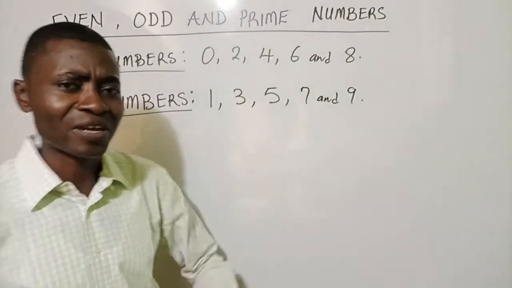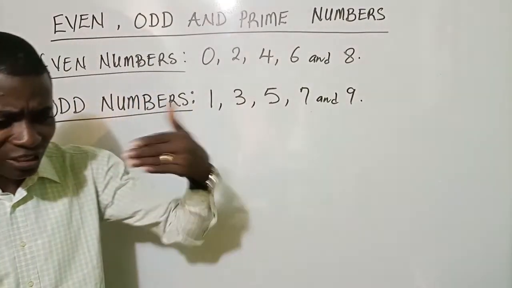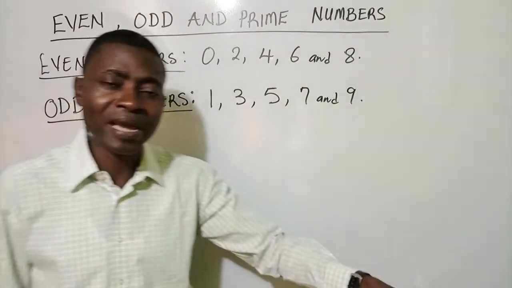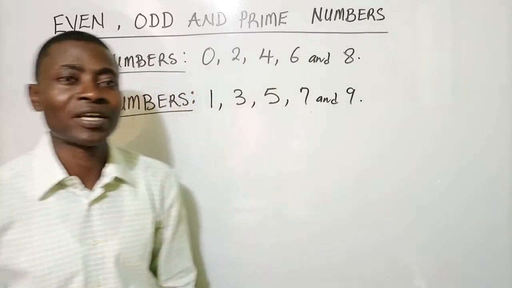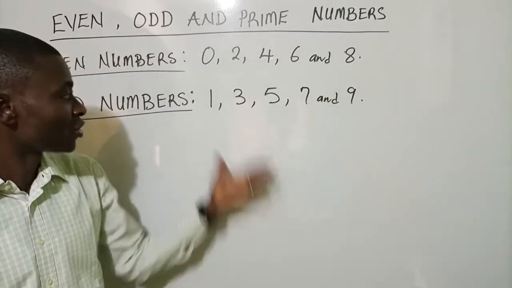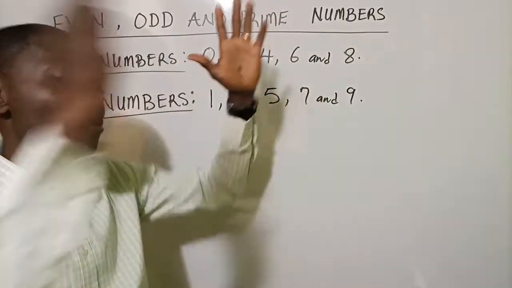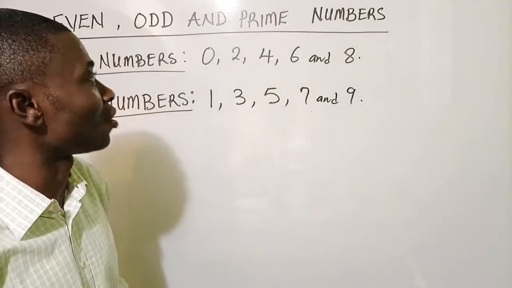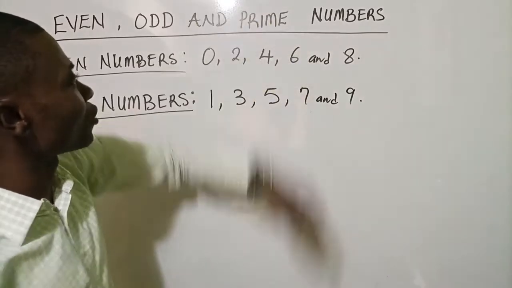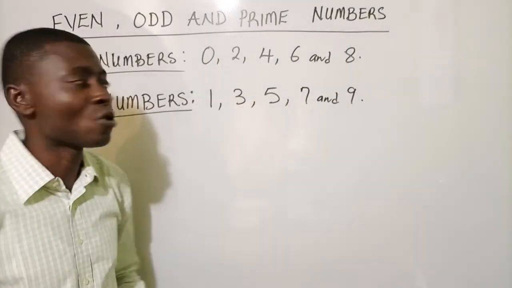So you always have a remainder. Any number that when you divide it by 2, you get a remainder, such number is referred to as what? As odd number. So these numbers you're seeing here form the basis of all the odd numbers we have in the world. And then another one again I want to talk about now is what is the prime number.